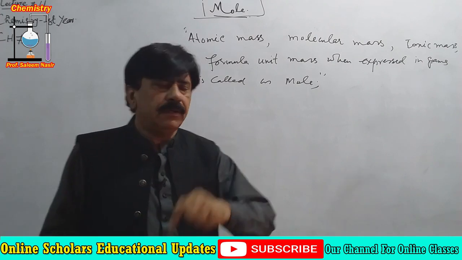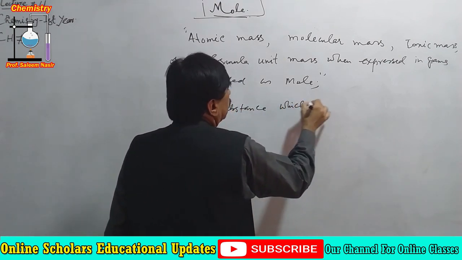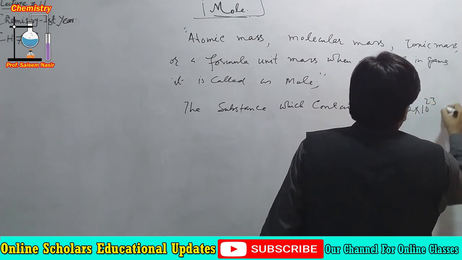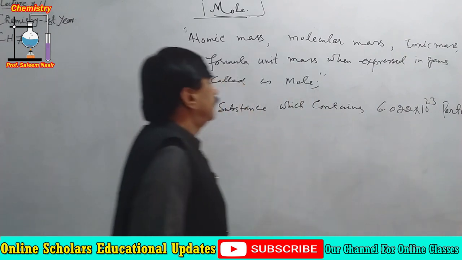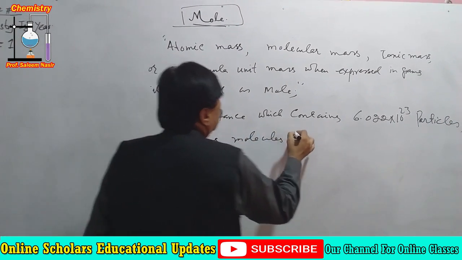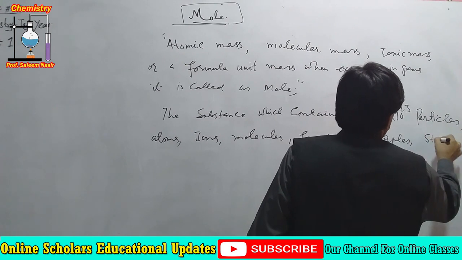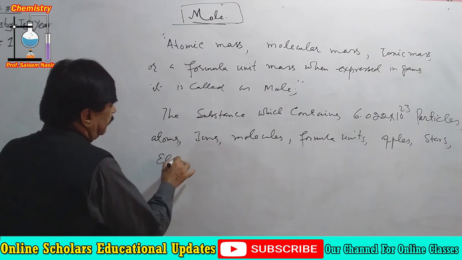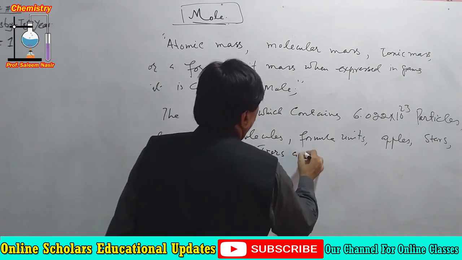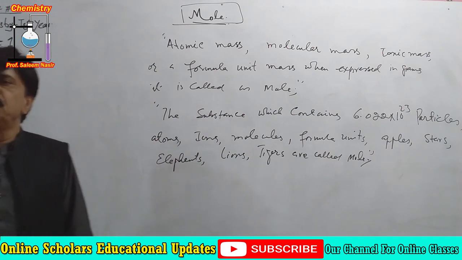Or the substance which contains 6.022 multiplied by 10 raised to power 23 particles, atoms, ions, molecules, formula units, apples, stars, elephants, lions, tigers is called a mole. It is termed as the mole.